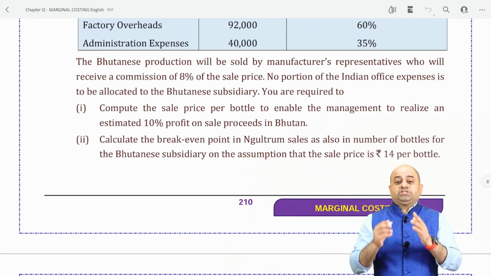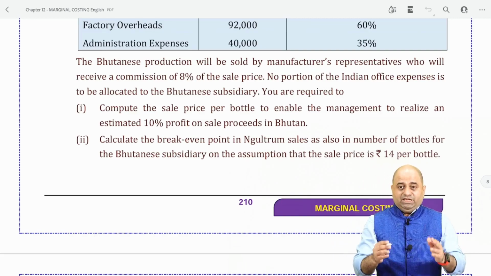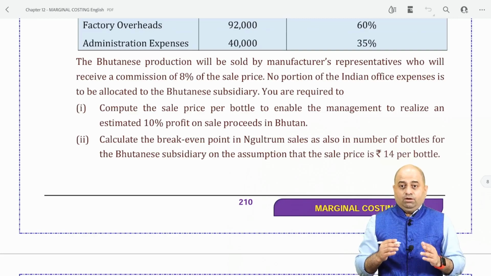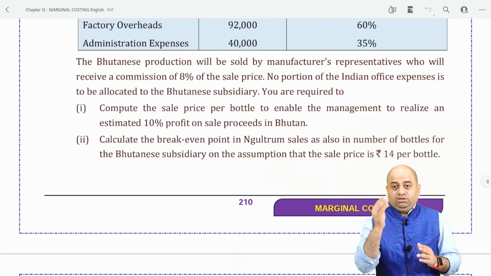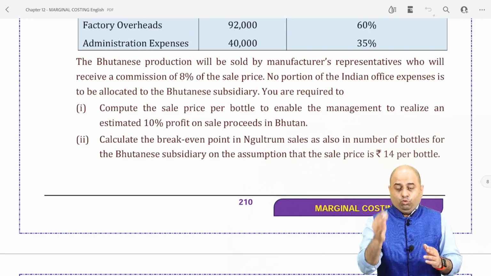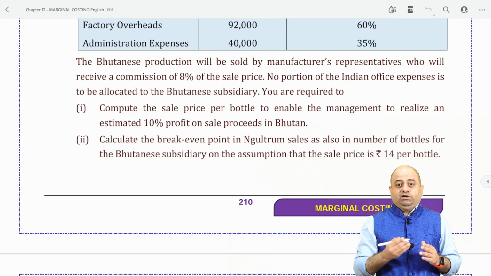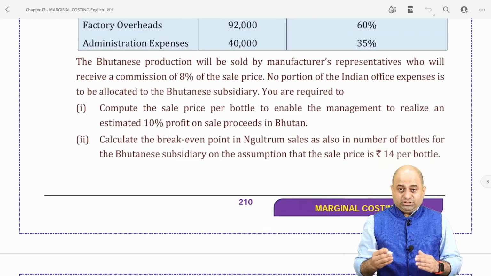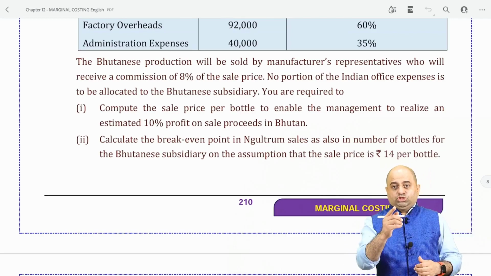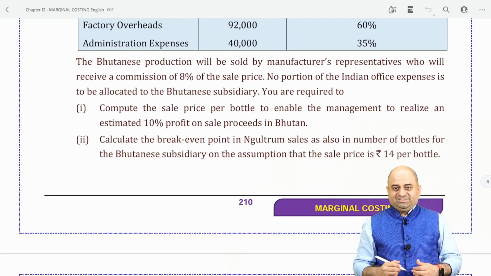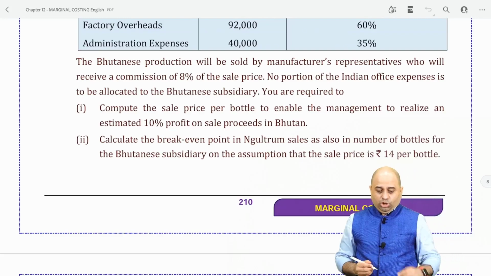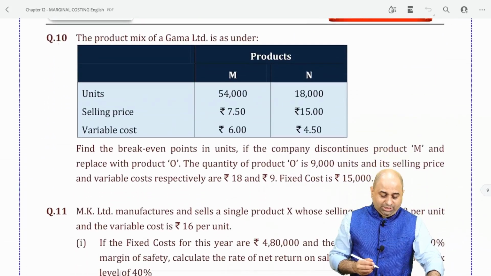Dear friends, please try to understand. Commission should be 8% of 14 because selling price has changed. The question very clearly says that commission is 8% of the sale price. The earlier commission which you got was on the earlier selling price. So make this necessary change. Don't forget that. Moving on to question 10.